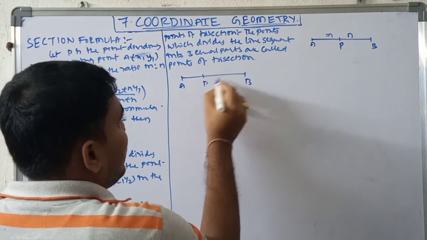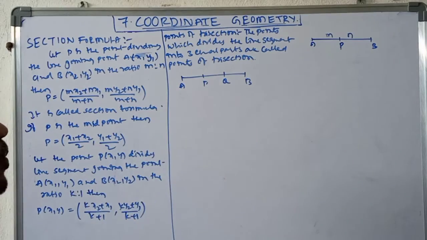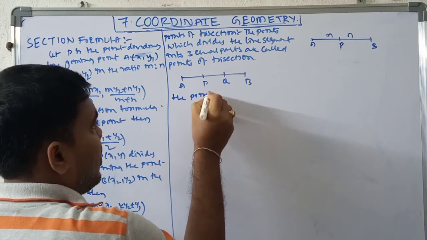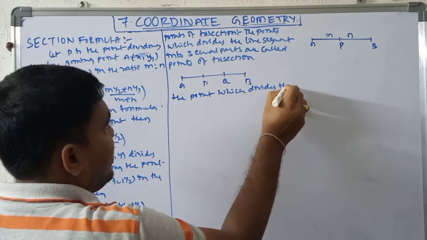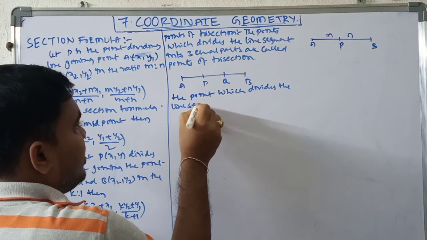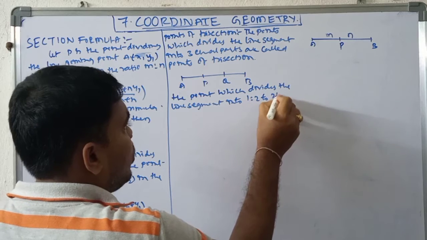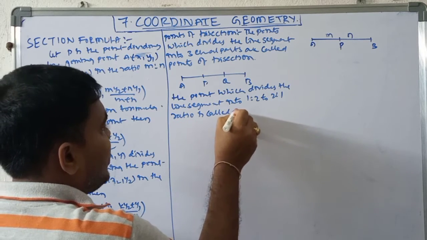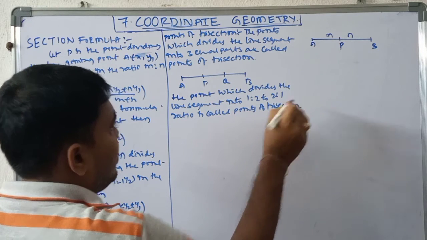So this is P, this is Q. These three parts are equal: AP equals PQ equals QB. Then P and Q are called points of trisection. So the points which divide the line segment into 1:2 or 2:1 ratio are called points of trisection.